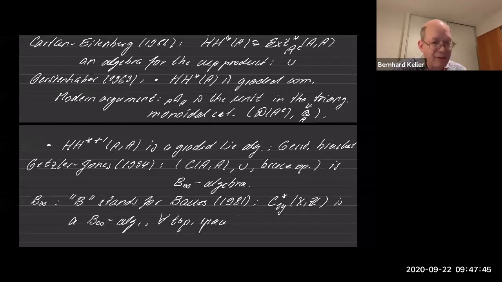So we see that in both cases, the presence of the B-infinity structure is strongly related to the presence of a monoidal structure. In the case of the Hochschild cohomology, it's this monoidal structure. In the case of singular cohomology, it's the monoidal structure on the derived category of sheaves of abelian groups on our topological space.